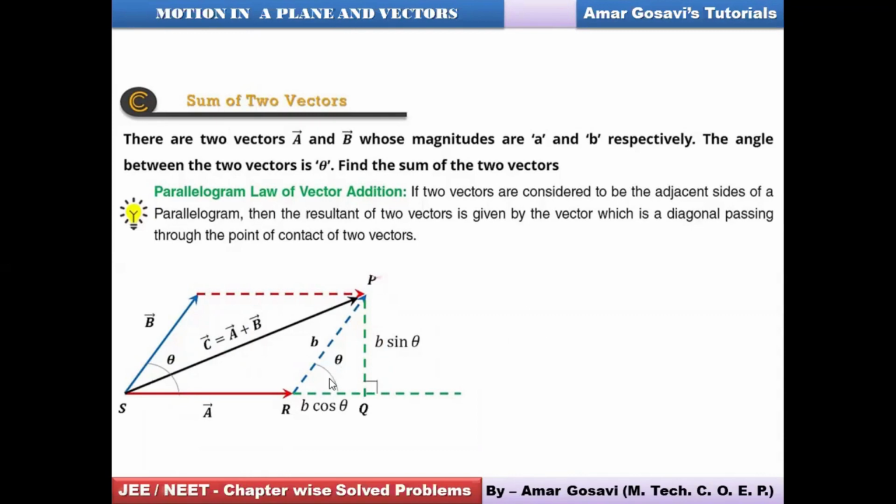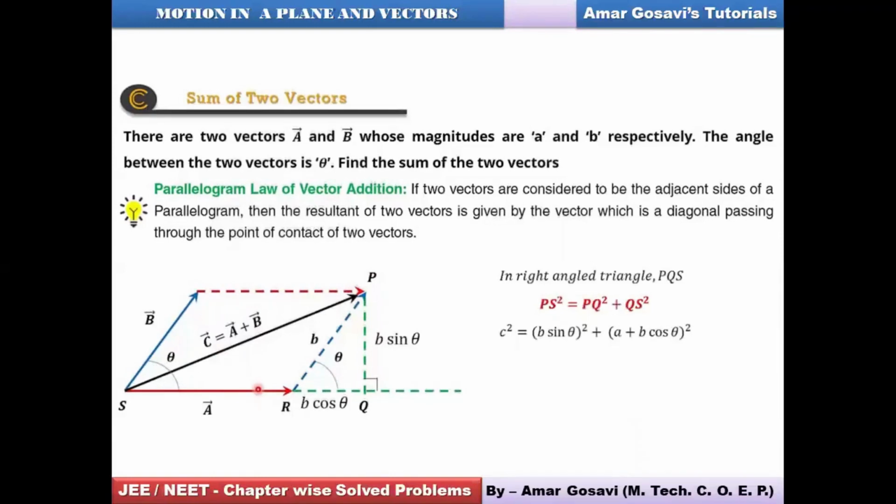Now there are two right angle triangles, so RQP is a right angle triangle. If you want this side, trigonometrically it will come out to be B sine theta, because if this is B, this has to be B. If this is A, this has to be A, because it's a parallelogram, right? So if this side is B, then this side will be B sine theta, and this side will be B cos theta. This is what we saw yesterday, if you all remember. So let's move ahead. We are interested in finding the magnitude of the resultant, friends.